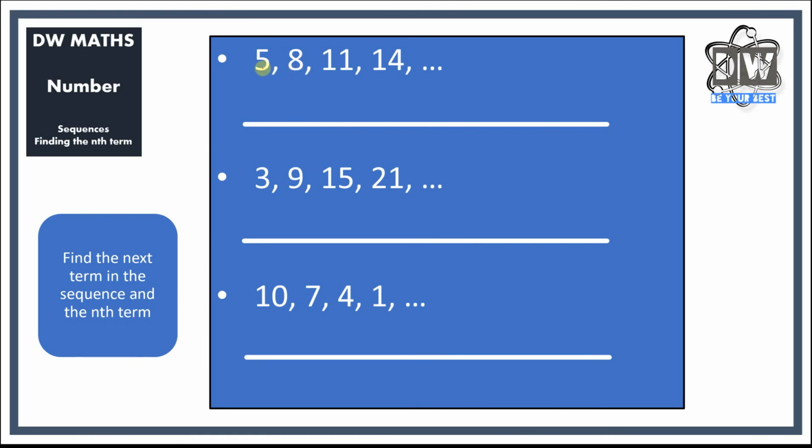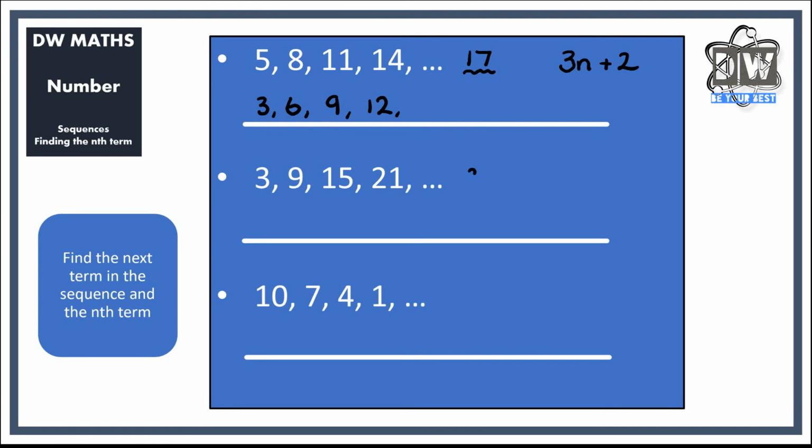What's the difference between each one? We're adding 3 each time. So the next number would be 17, wouldn't it? So we start with 3n, we write our 3 times table underneath, and we look and say, what do I have to do each time? I've got to add 2, so I just write plus 2.